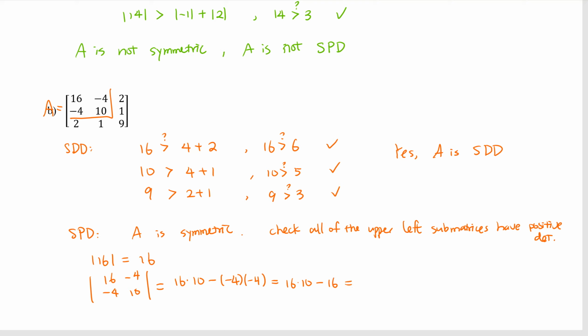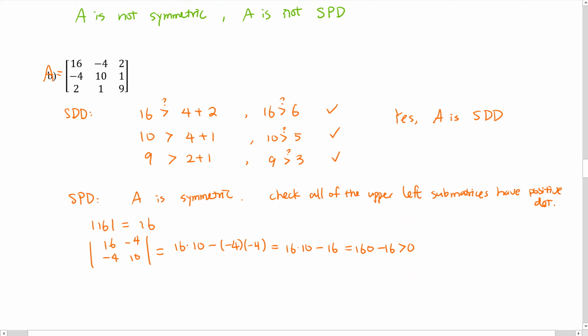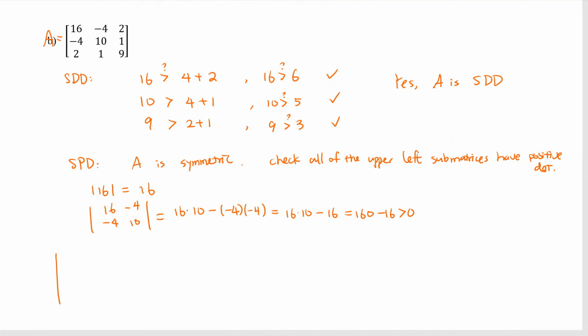So far so good, everybody. So that is 160 minus 16. Of course, that is positive, right? And finally, we still need to compute the determinant of A. So the determinant of A, with 16, -4, 2.